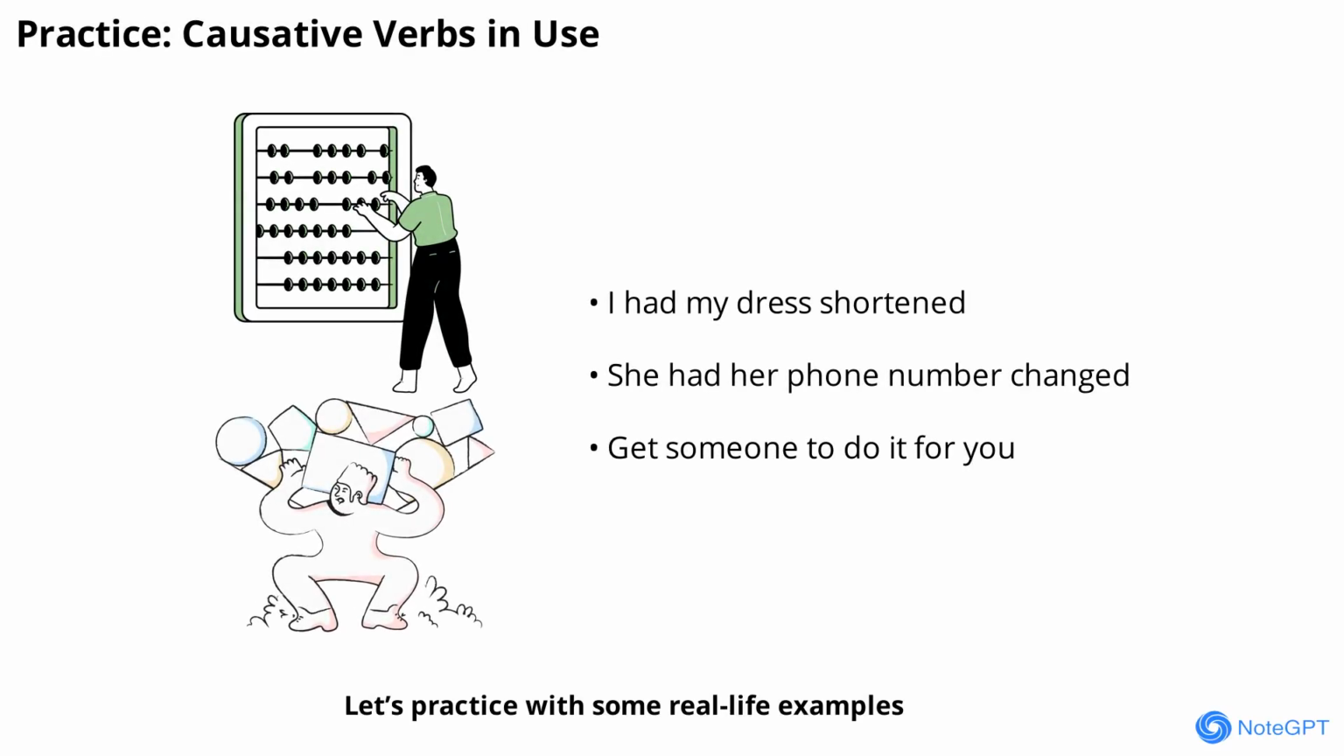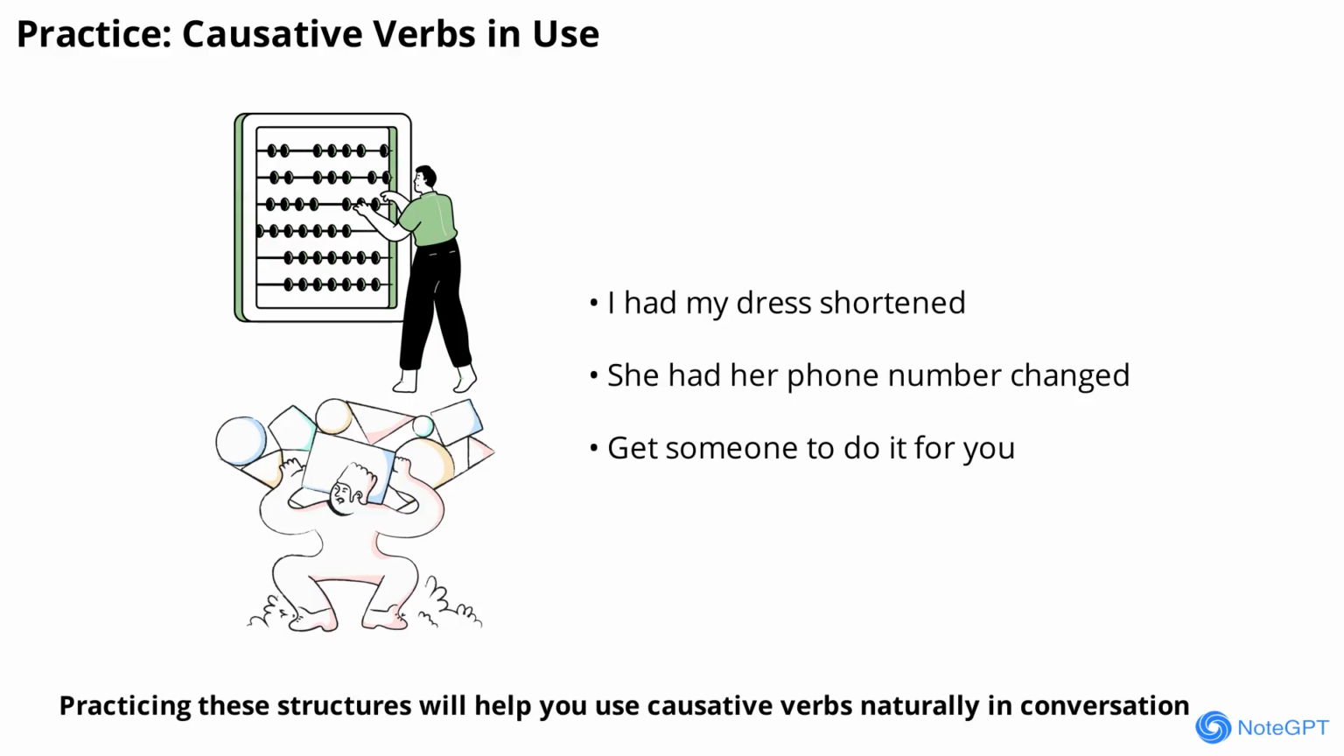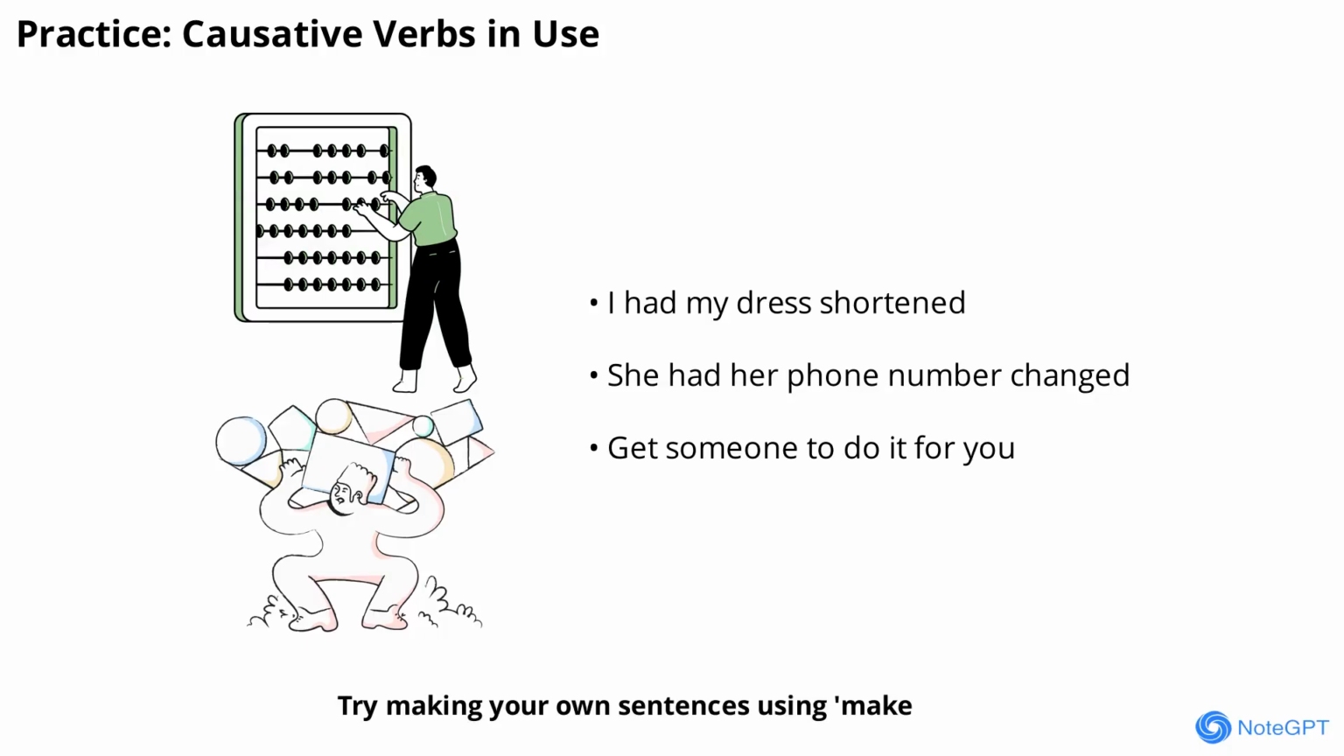Let's practice with some real-life examples. Imagine you want someone to do something for you. You might say, I had my sister type my paper, or you'd better have a plumber repair the leak. Notice how the causative verb is followed by the person or object, and then the base verb or past participle, depending on the context. Practicing these structures will help you use causative verbs naturally in conversation. Try making your own sentences using make, let, have, and get to describe actions you arrange for others.